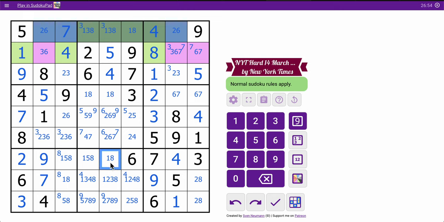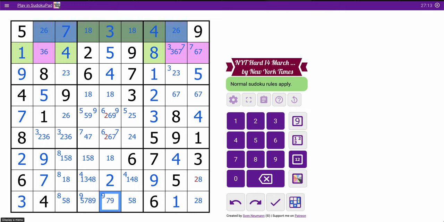This is 1-8. This is 1-8. Okay, 1-8 here means that's a 3. I've got a lot of 1s and 8s. That can't be 3 and it can't be 1-8 because of the pair in the column. That's a 2. So these aren't 2. This isn't 2 or 8. Those definitely aren't 2.